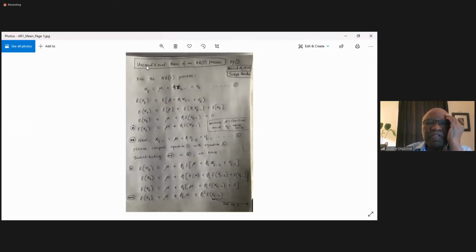So this is what we call the unconditional mean, and I'll explain that later. I'll make a big deal of the difference between unconditional mean and conditional mean, but not tonight. What we are trying to find is the mean of this process unconditionally. Don't worry about the word for now.